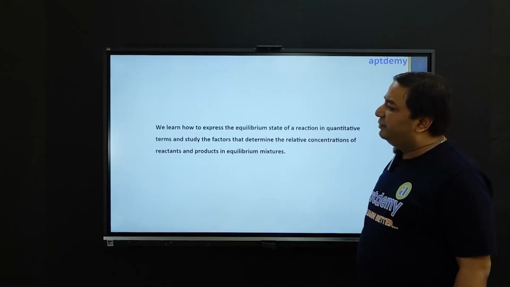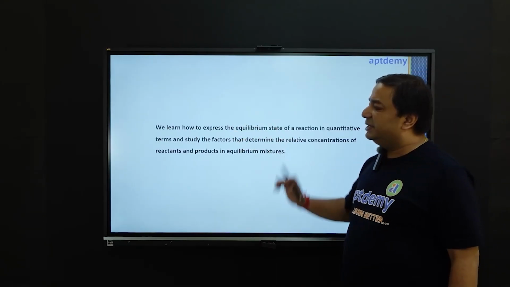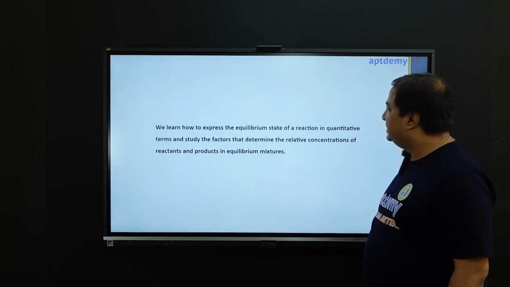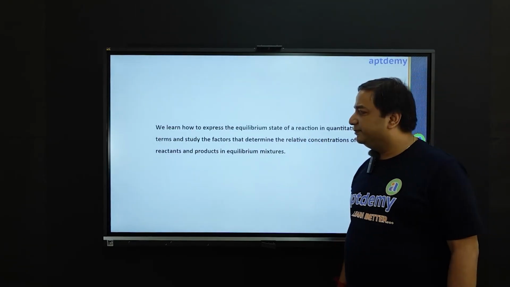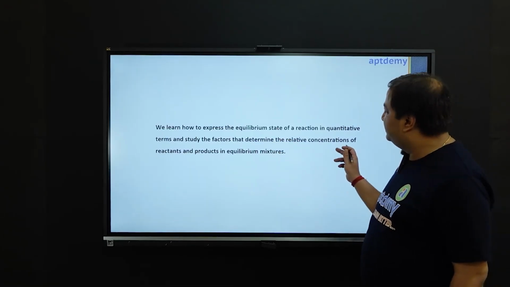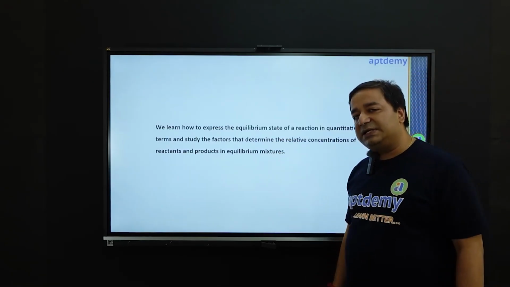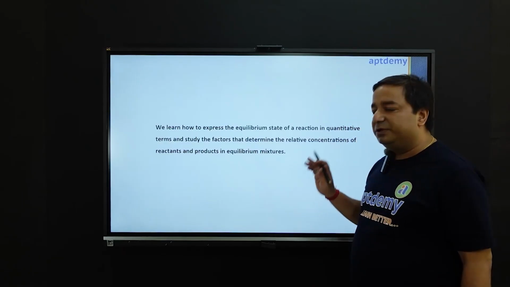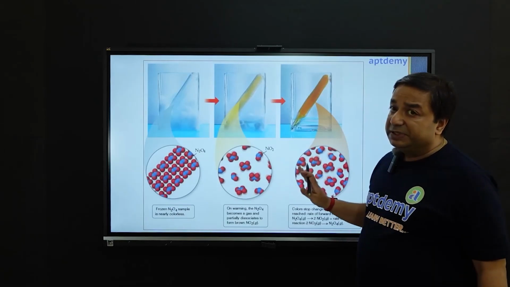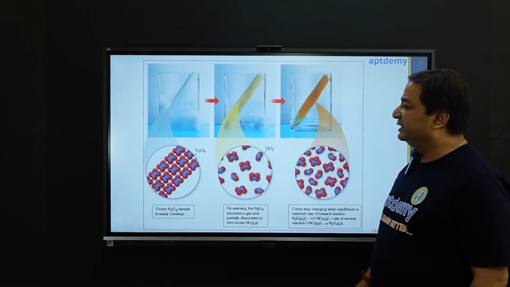Now we will learn to express the equilibrium state of a reaction in quantitative terms and study the factors that determine the relative concentrations of reactants and products in the equilibrium mixtures. So that is what we will be discussing in this lecture.